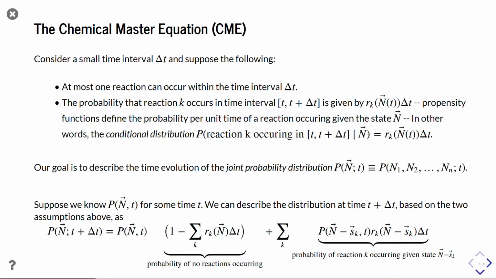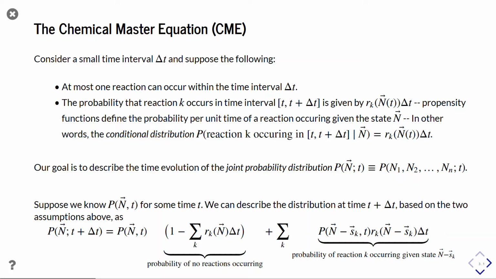We can understand this equation intuitively by considering ways in which you could be in state n at t plus delta t. I will now enumerate the different ways in which that can occur. One such way is if at time t you are already in state n and no reactions occur in the interval t plus delta t. The probability to be in state n at time t is given by the joint probability p of n, t.